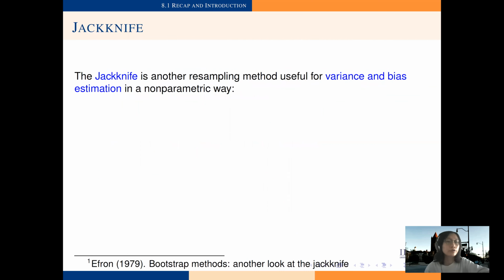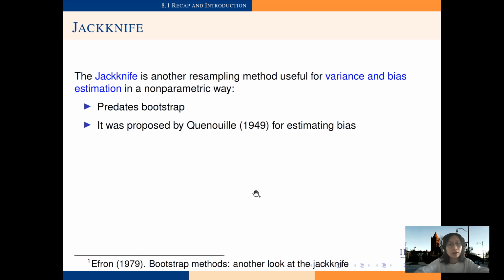This week, we're going to introduce another resampling method called the jackknife. The jackknife is another resampling method which is useful for variance and bias estimation in a non-parametric way. The jackknife actually predates the bootstrap. It was first proposed by Quenouille, who was a British statistician, in 1949, for estimating the bias of an estimator.